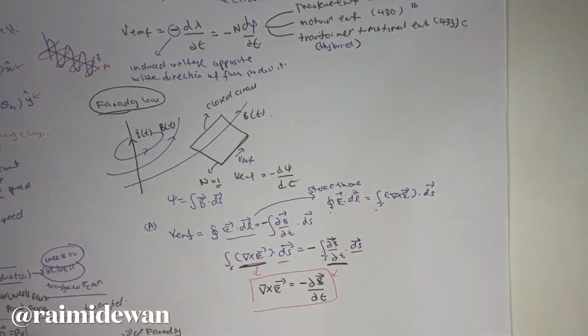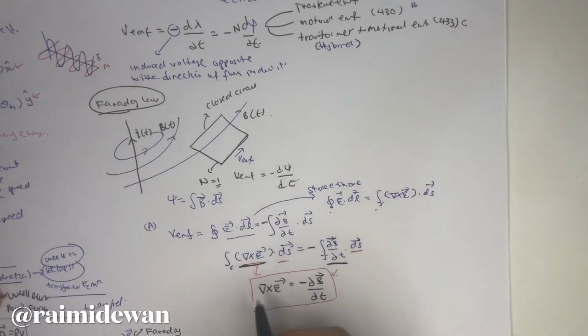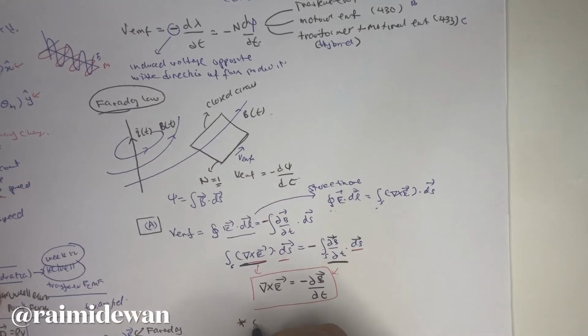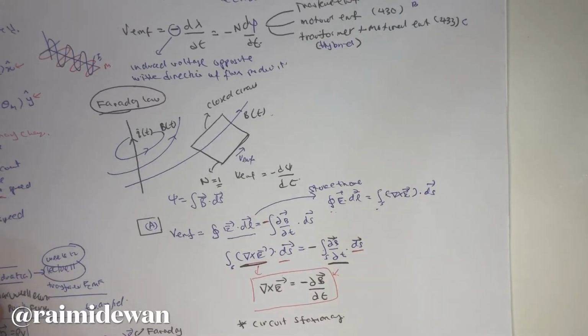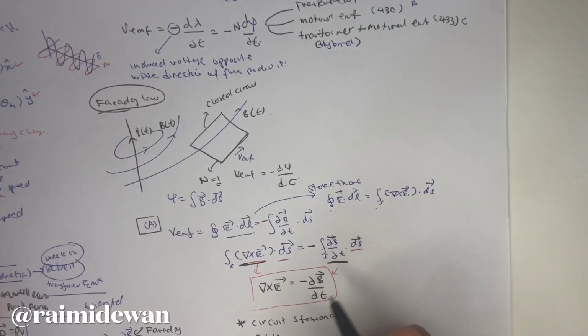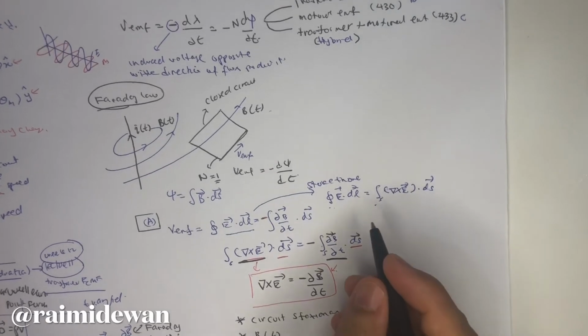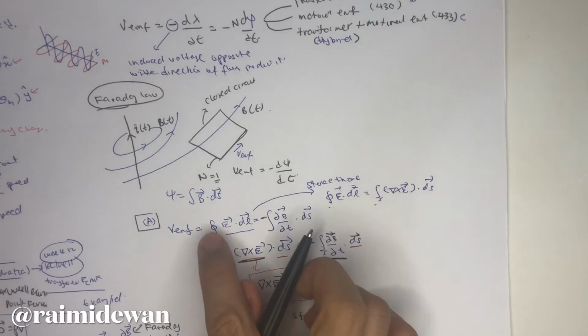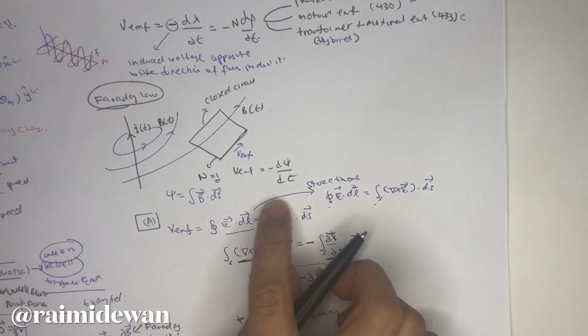So in this transformer EMF, your circuit is stationary. Okay, in your A, in your transformer circuit, stationary. And you have your B time varying or time dependent, which means you start to have time components. Then your VEMF is this.